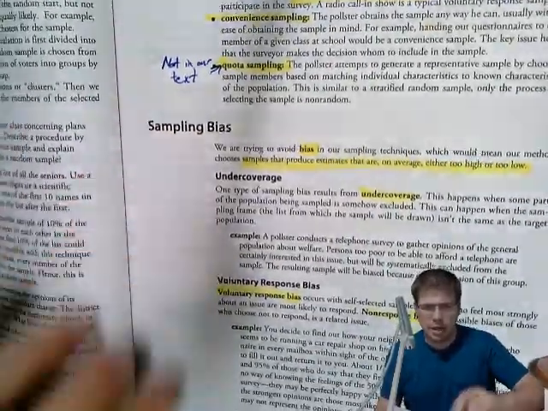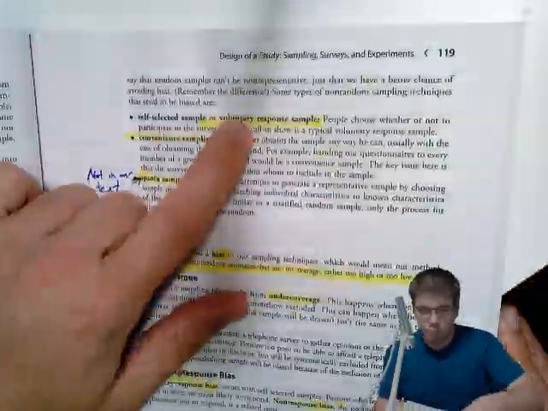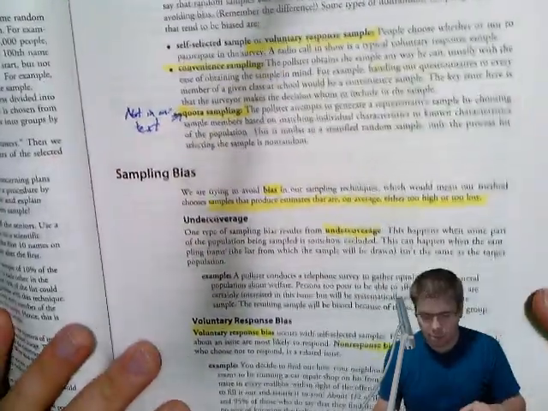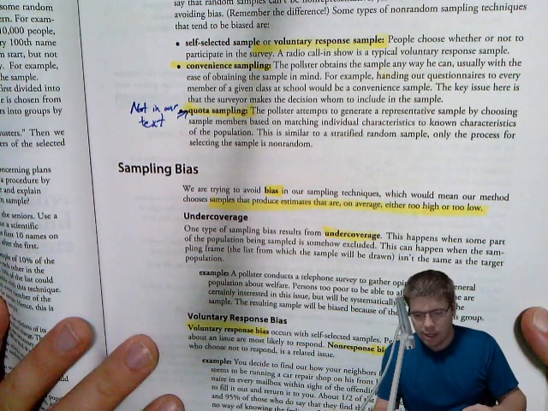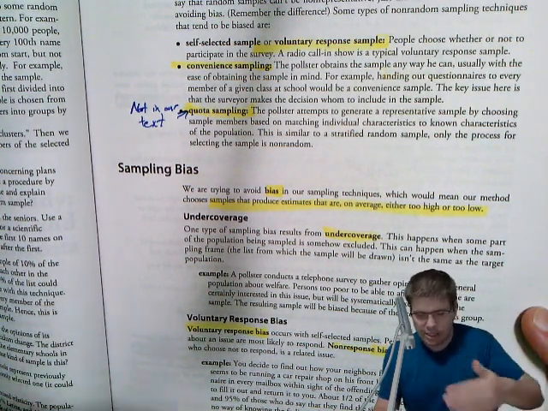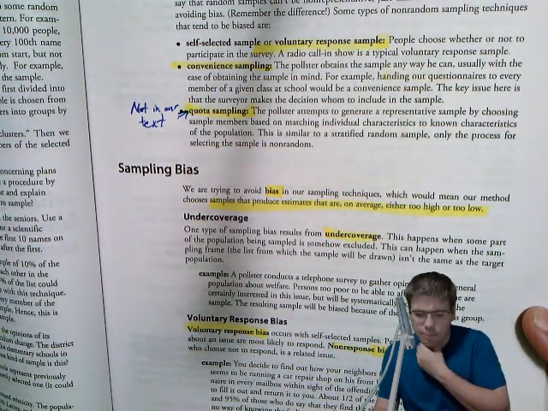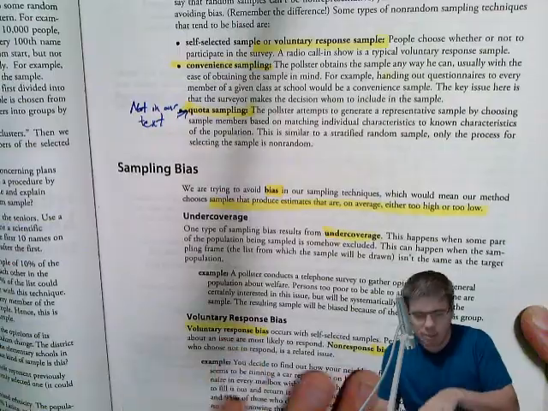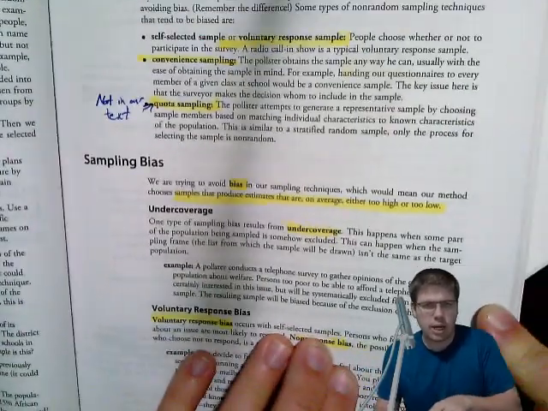Voluntary response: the people who choose to respond a lot of times aren't representative of your typical people, for one reason or another. It's hard to get busy people, working people, and things like that easily lead to undercoverage and often lead to non-response. Non-response is when you actually contact the person and they choose not to participate in the study.